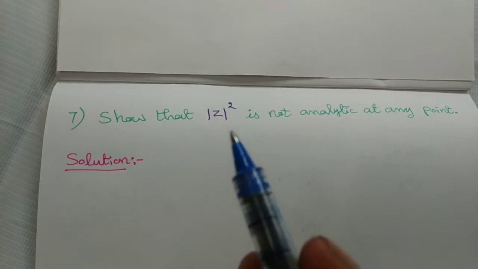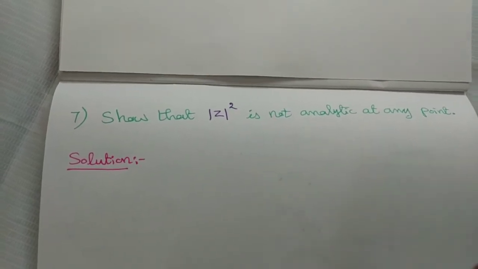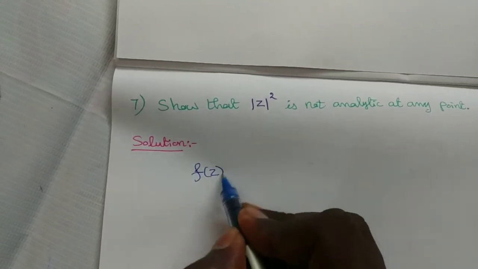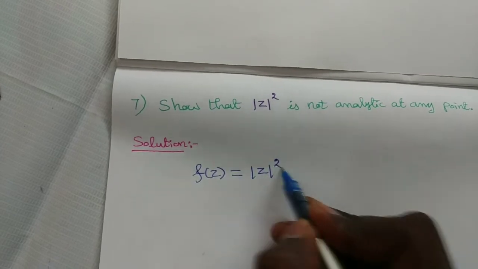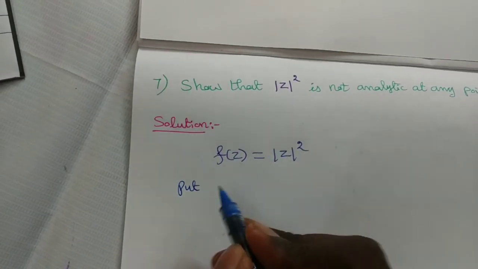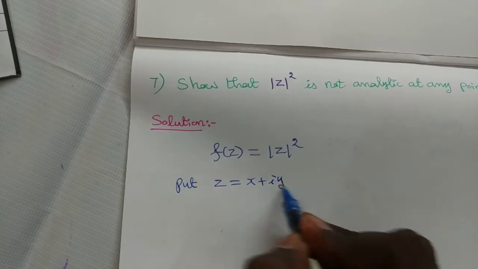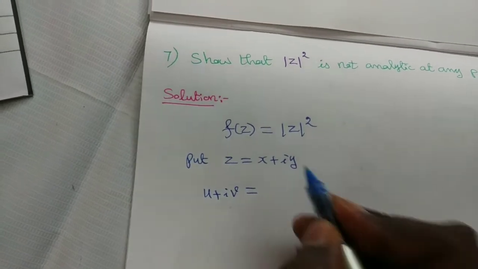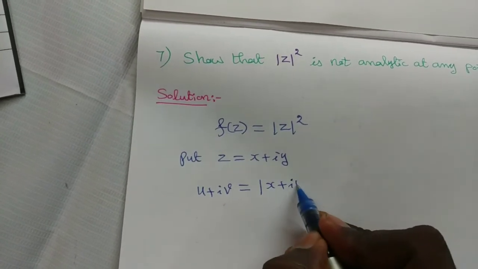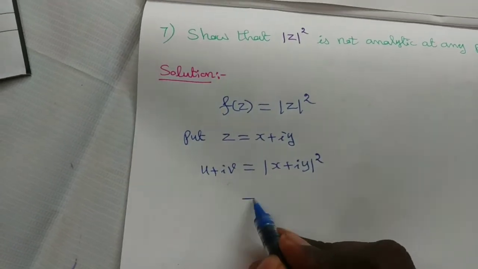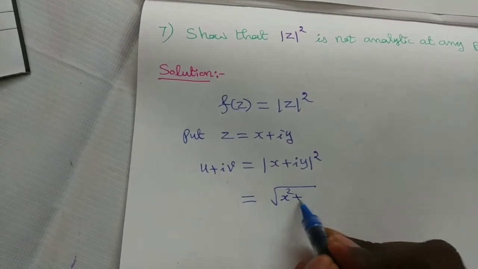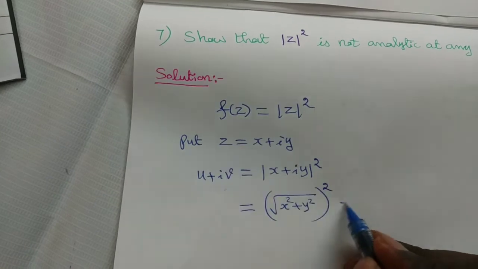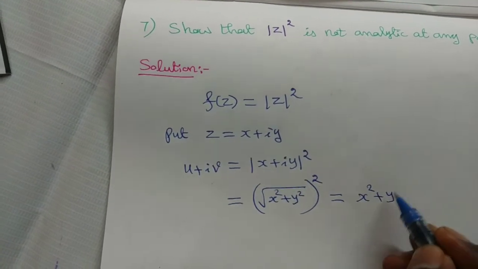Show that modulus z square is not analytic at any point. Consider the given function to be f of z. So f of z is equal to modulus z the whole square. Here put z equal to x plus iy. So f of z is always u plus iv. So u plus iv is equal to modulus x plus iy the whole square. Modulus means root of x square plus y square, and this is squared, so when you take the square, the root will be cancelled, so x square plus y square.